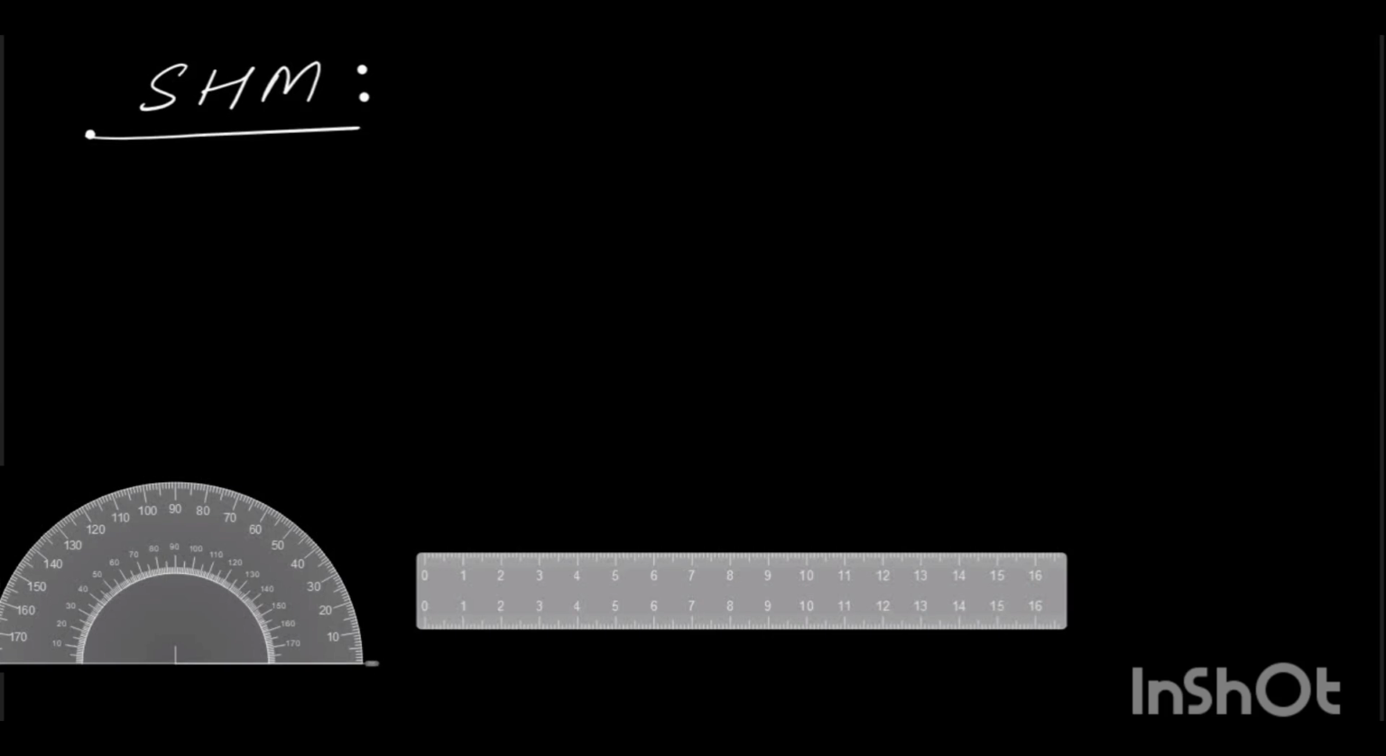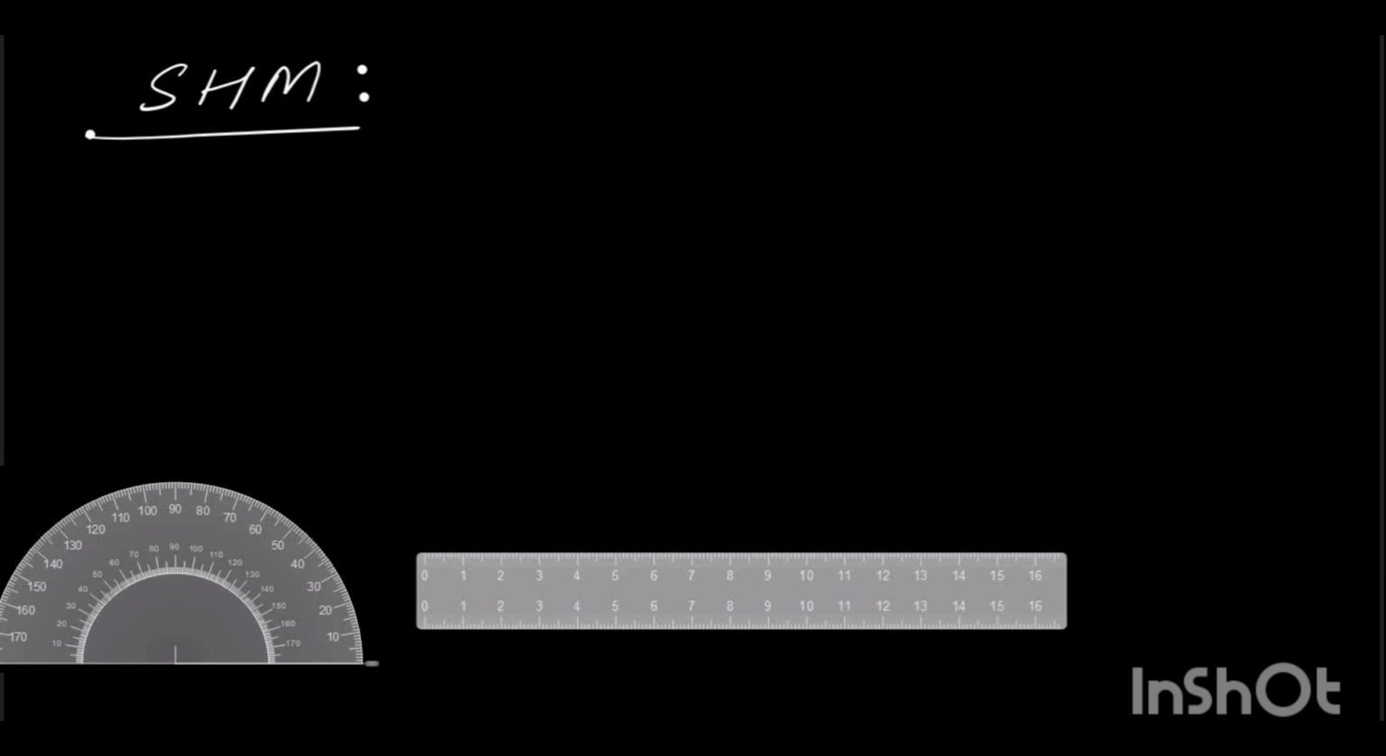So my dear students, welcome you all. Today I am going to explain how to draw the displacement diagram for SHM, and after that I will explain how to draw the cam profile also. SHM is simple harmonic motion. This is one type of follower's motion.